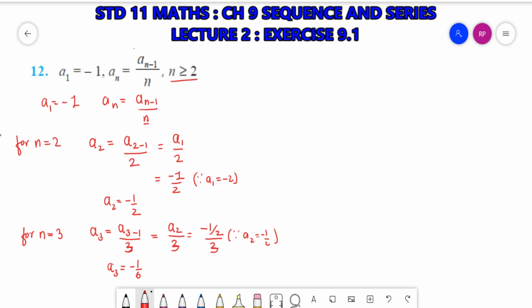This is the third term. Okay, minus 1 by 6. Now let's see the fourth term, for n equal to 4.